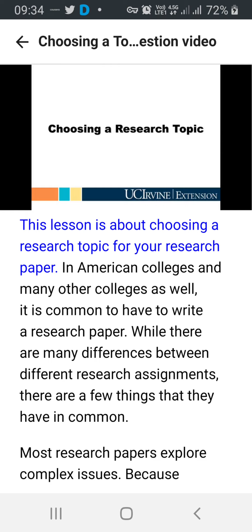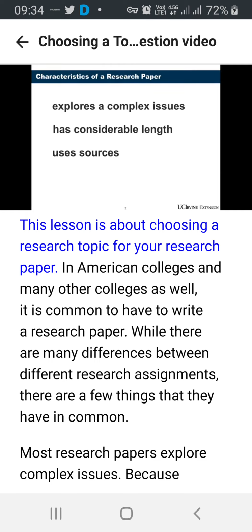This lesson is about choosing a research topic for your research paper. In American colleges, and many other colleges as well, it is common to have to write a research paper. While there are many differences between different research assignments, there are a few things that they have in common.